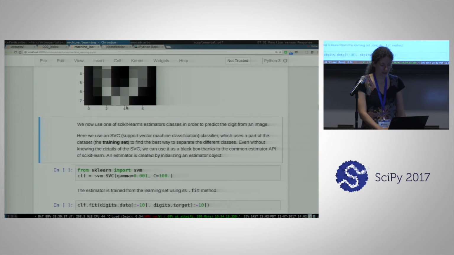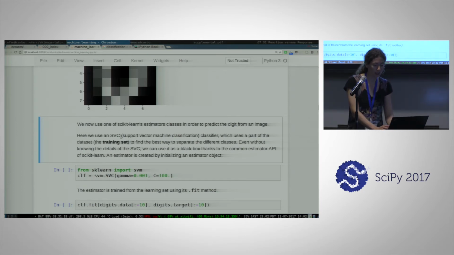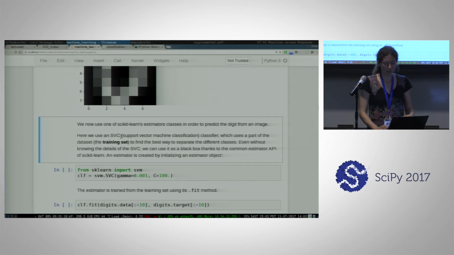So to do this classification, we use one of scikit-learn's estimators, which is called SVC, Support Vector Machine Classification. We will first have a training step in which we learn a model from a fraction of the images that are already labeled. That's how we will train the algorithm. And afterwards, we will predict the number of data that were not in the training set to see if the prediction is right or not. So let's first create the estimator.